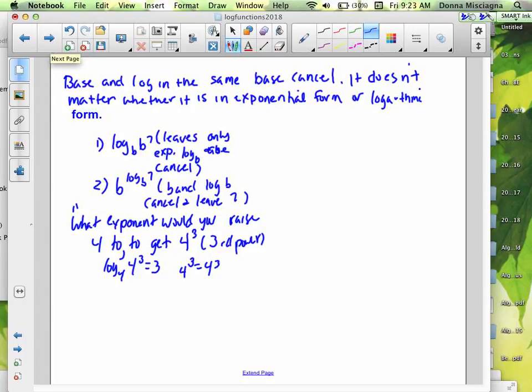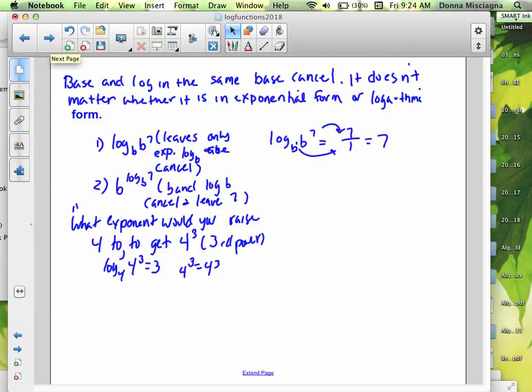So since those bases match, the answer is just going to be the ratio of the exponents. So that exponent and that exponent. If that exponent is 7, the exponent on that b there is understood to be 1, and that gives us 7. It also cancels if that log is in the exponent as well. So if the base and the base of the log, regardless of where that log is located, match, the two cancel one another out. Okay?